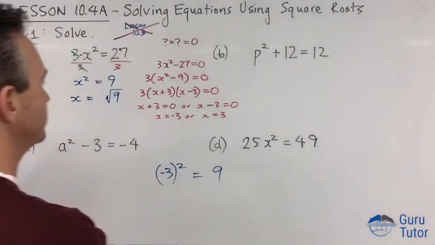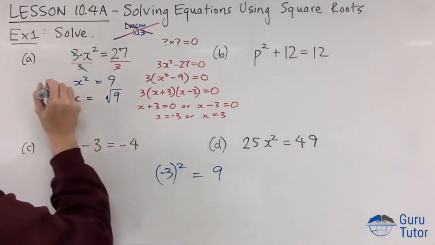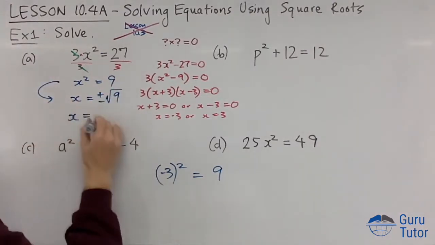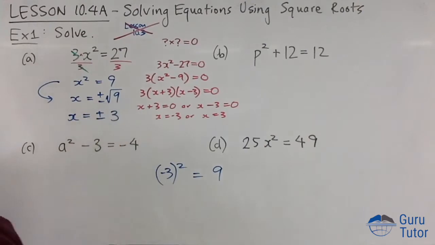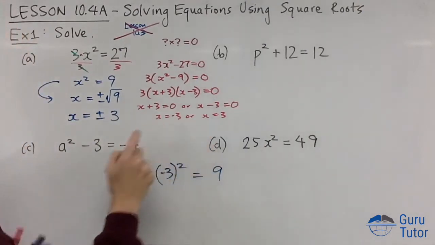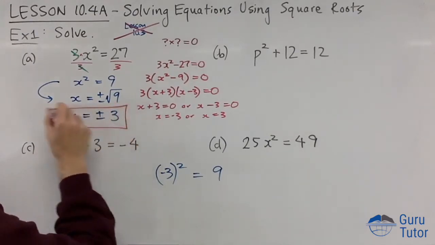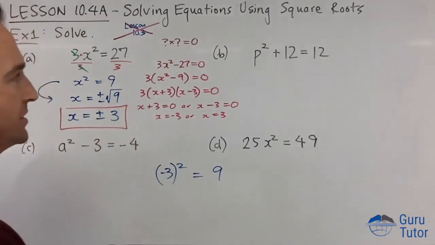Negative 3 also works. So whenever you do the step from here to here, it's important that you put the plus or minus in. And this gives us a final answer of plus or minus 3, okay? So it's the same as that, we get 3 or negative 3, right? But for chapter 10, these types of questions, this is how we're going to do them, using square roots.